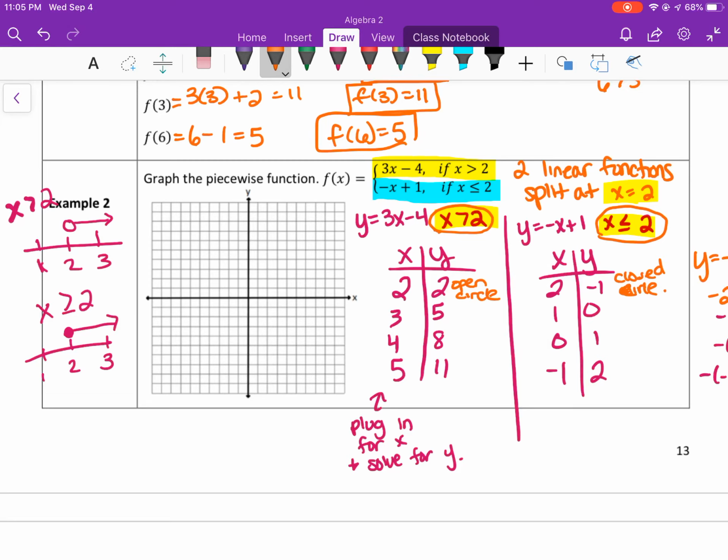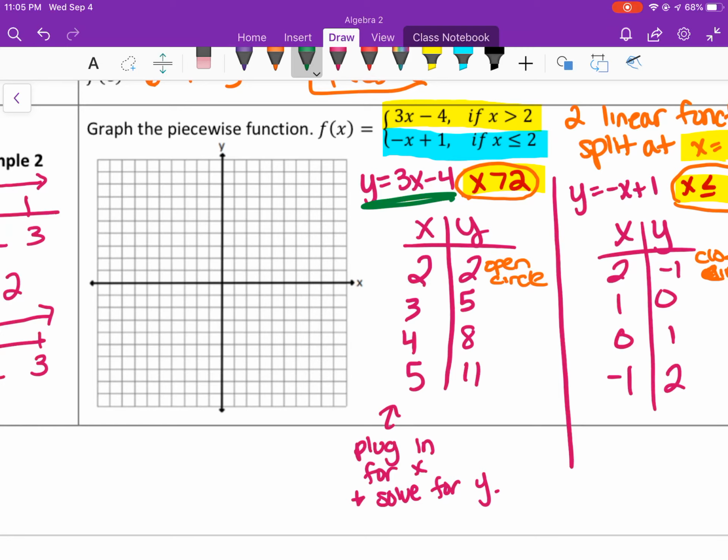I'm going to graph the one on the left here, this line in green. So 2, 2, I have an open circle right there. And then I have 3, 5, so over 3, then up 5. And then 4, 8. And 5, 11 is off my graph. So I start at the first point and I draw an arrow going through my other points.